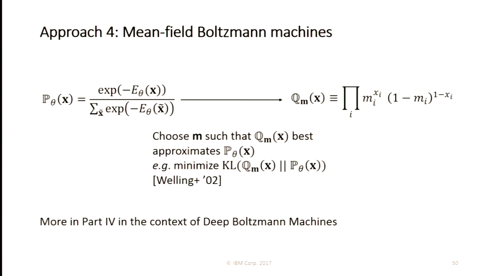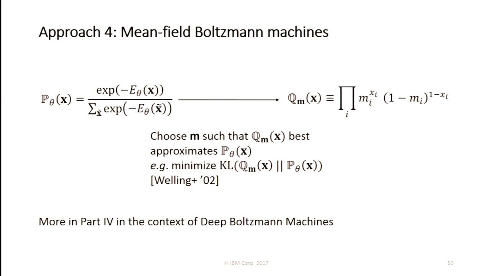The last approach that I mentioned is called mean field Boltzmann machines, and it's going to be used in part 4 in the context of deep Boltzmann machines. The idea is to approximate this energy-based stochastic model with this simpler expression, where m_i is associated with each unit and represents the probability that each unit takes the value 1. This m is chosen such that q_m best approximates p_theta, for example, by minimizing the KL divergence between the two distributions.